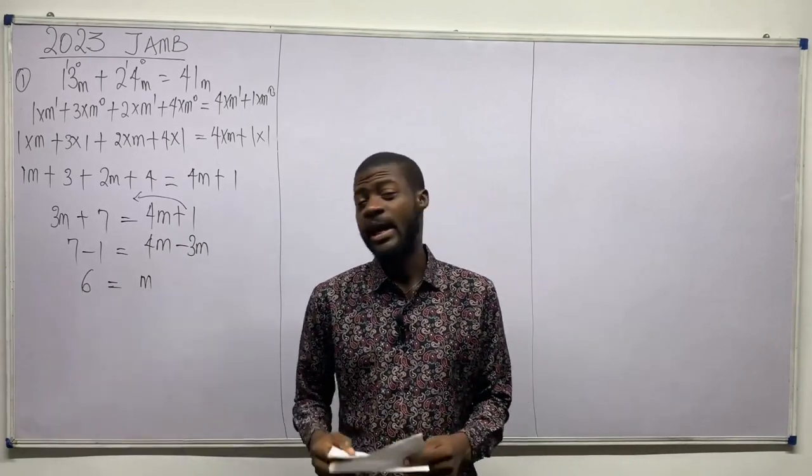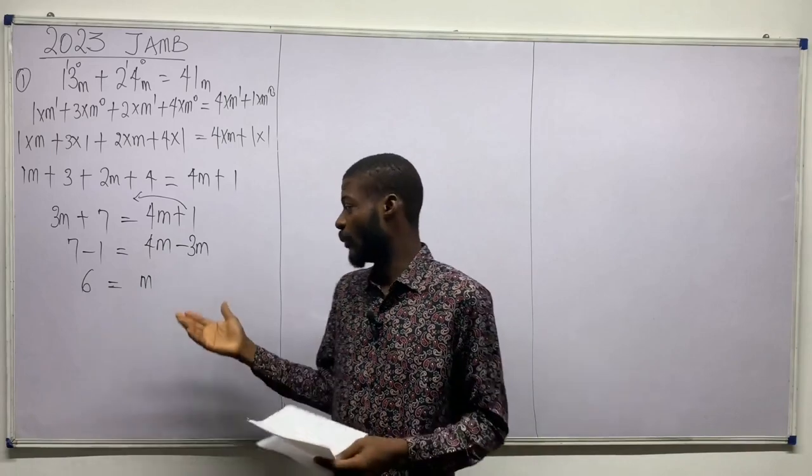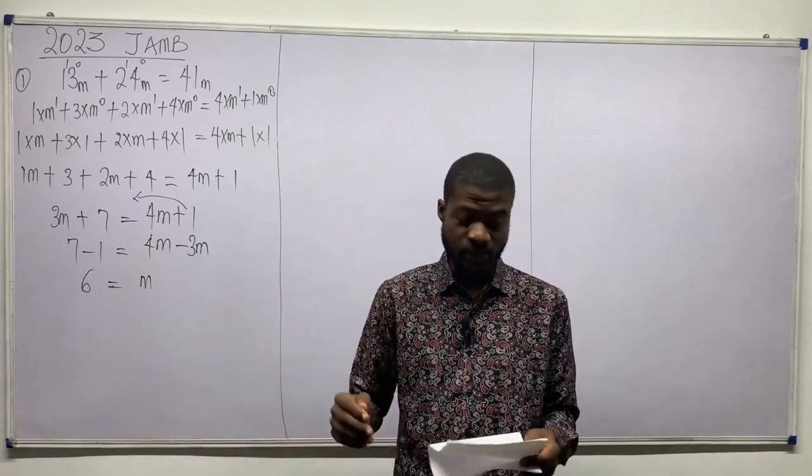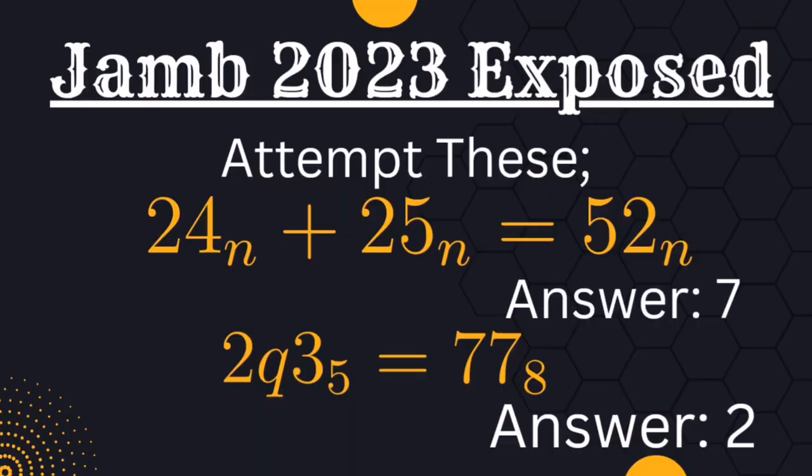I'm going to be leaving exercises for you to solve when I'm done with this. So then you are going to see two questions for you to attempt. Their answers will be 7 and 2 respectively. So it's there on your screen.